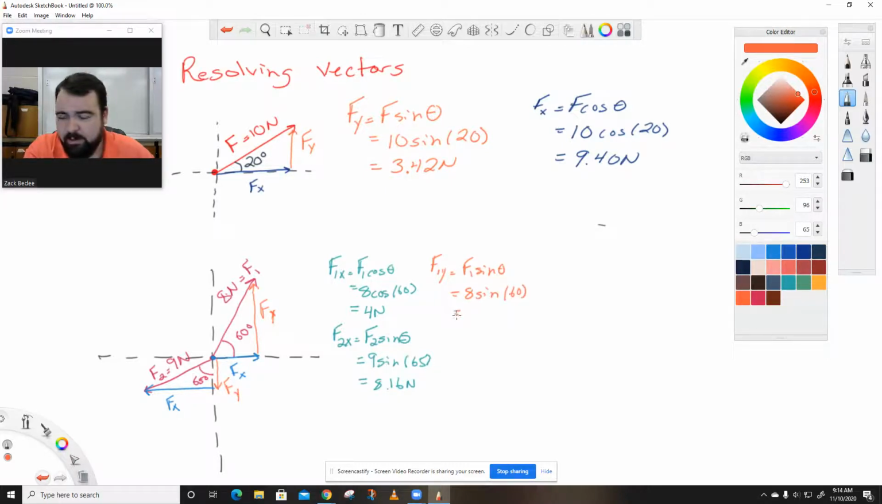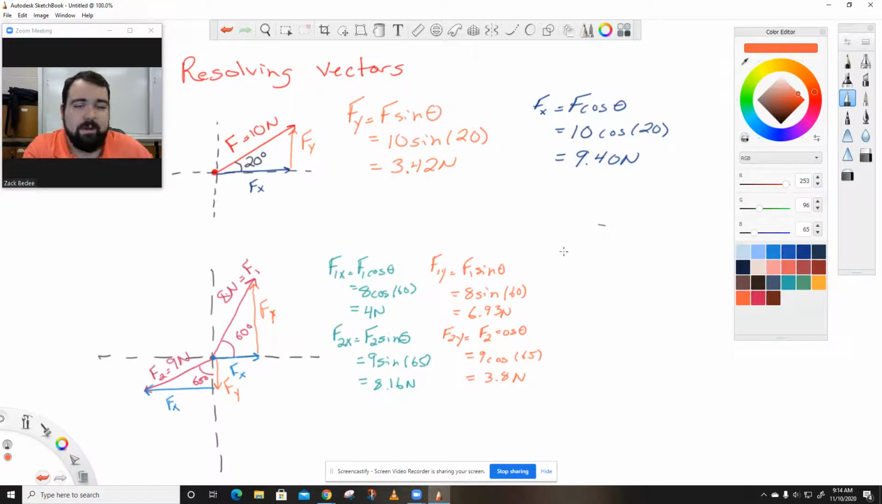That one comes out to 6.93. And then F2 is going to be F2 cosine theta. So 9 cosine 65, which is 3.8. So now we have our components.